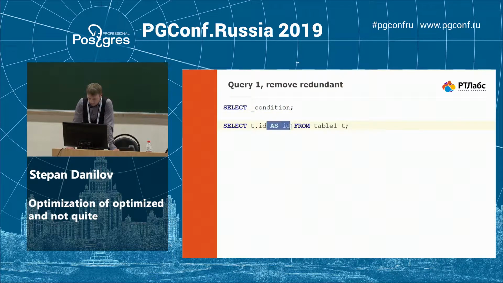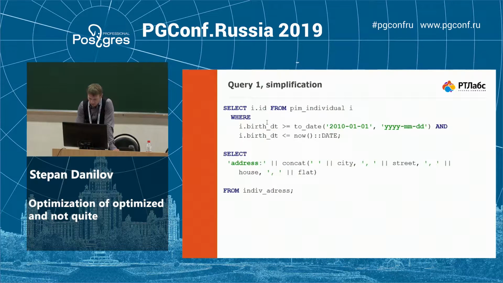In the second fragment, we see alias ID. You use only one table, but then you use only alias. It's redundant for this case. In this fragment, birth date is compared with two dates, with the data out of parameter and running date, so you can rewrite it through between.